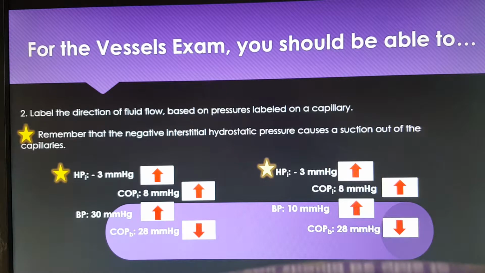Just remember that your hydrostatic pressure of your interstitial fluid, so here as well as here on your arterial end, they drive fluid out because the pressure is negative, therefore creating a suction out of your capillaries.